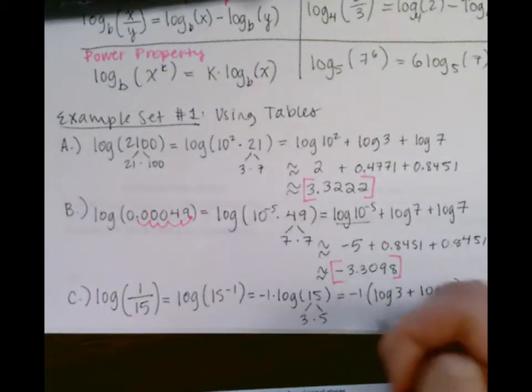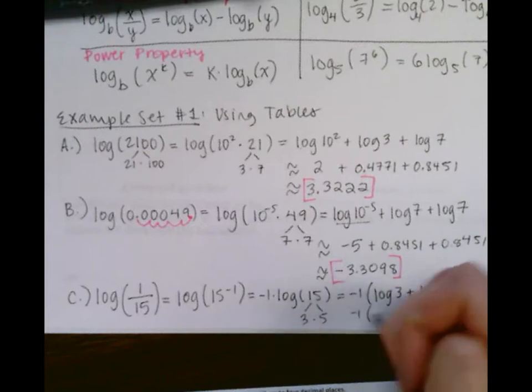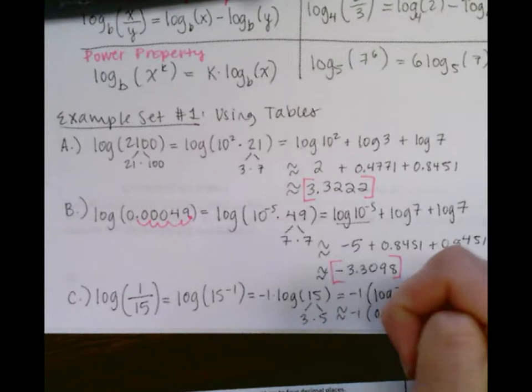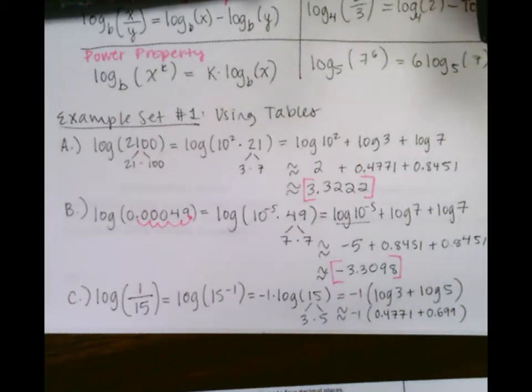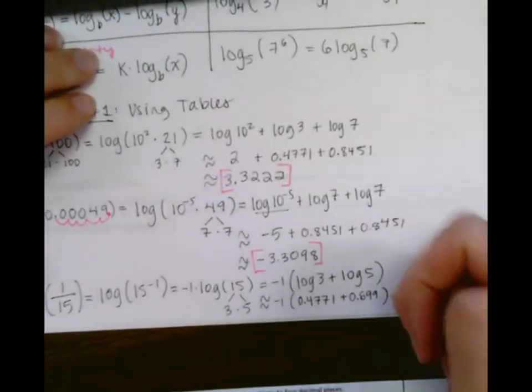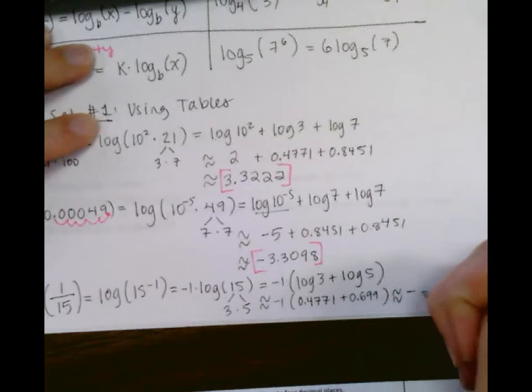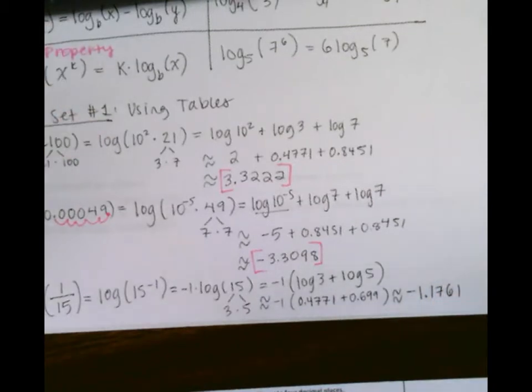Log 3, again, at this point I'm approximating, is 0.4771, plus log 5 is 0.699. If I punch that into my calculator, so let me slide my paper over, this is going to become negative 1.1761.